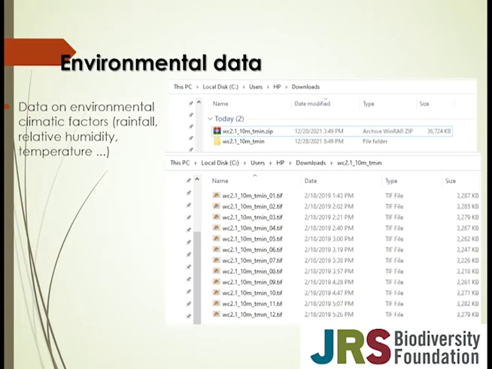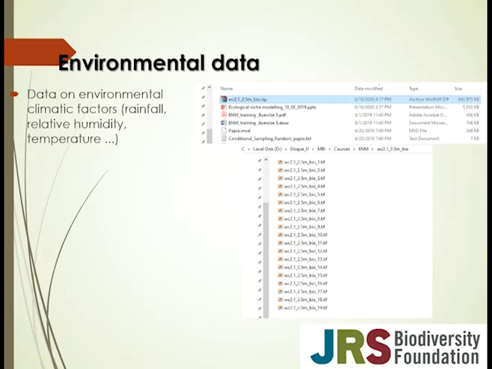Just when you download data on temperature, for instance, minimum temperature, you have 12 variables. There are monthly variables. The first one is related to January, the second one February, the third one, etc. The 12th one refers to December. You have to understand this.